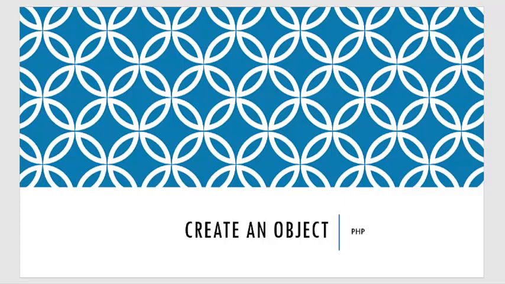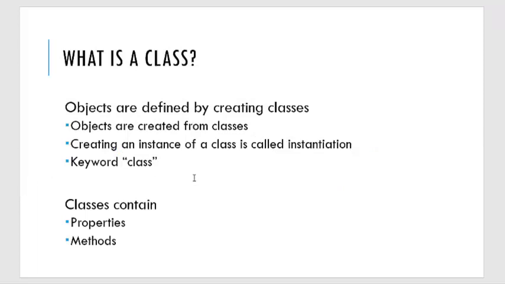The first thing we're going to talk about today when we talk about objects are classes. A class is what you call the definition for an object. So you create objects by defining a class. In terms of PHP, it's just the keyword class. The syntax for creating a class is very simple. It's just class and then the name of the class. When you create an instance of a class, that's called instantiation.